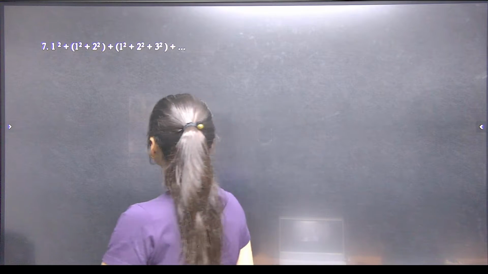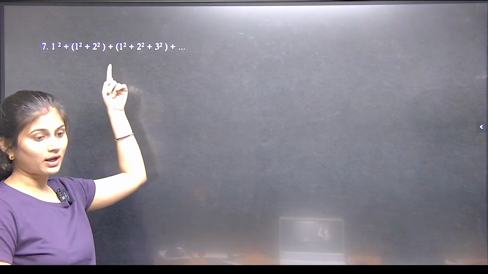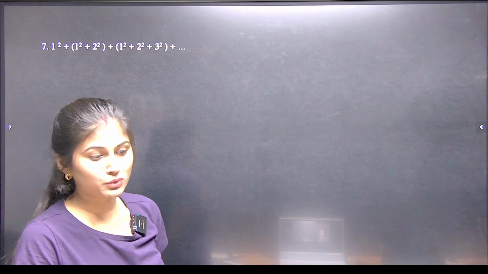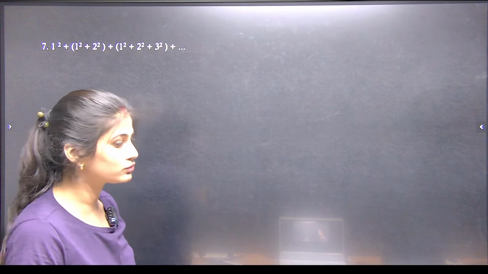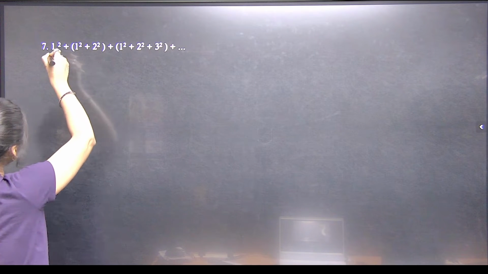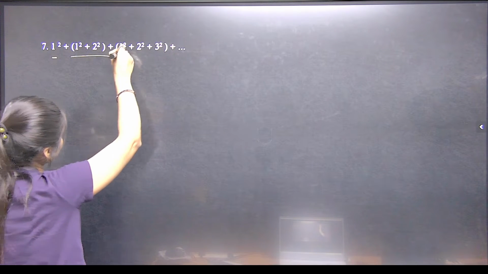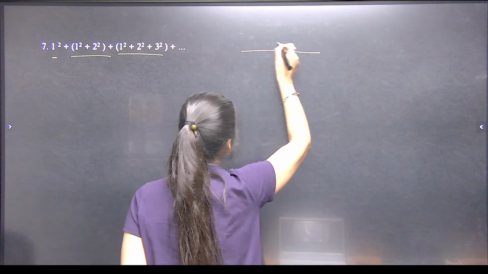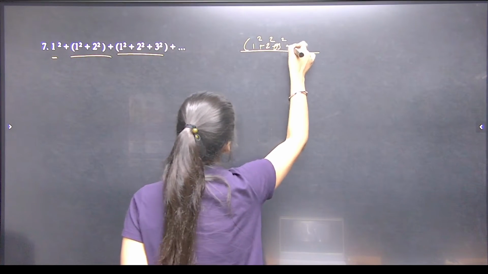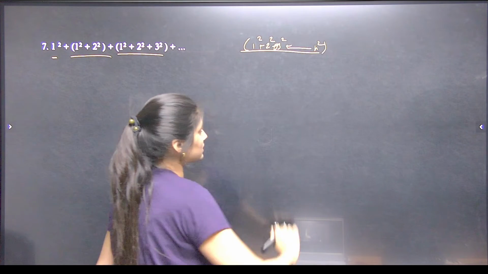Next question is question number 7. Question number 7 is quite different. Question says it is 1 square plus 1 square plus 2 square plus 1 square plus 2 square plus 3 square, and it goes on like this. So see, what will be the last term? This is the first, this is the second, this is the third. So last will be 1 square plus 2 square plus 3 square till n square. It should be the nth term, isn't it?